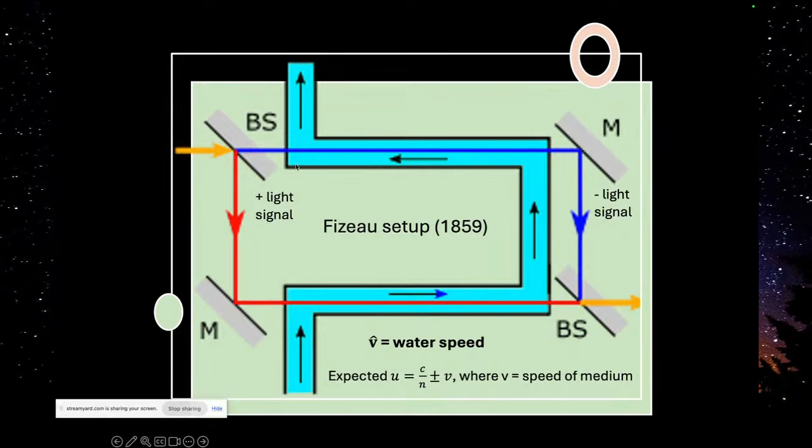And I will also point out that the length of the light path is constant in the Fizeau experiment relative to the laboratory. But the light path relative to the moving water changes as the water rushes through the laboratory. So as the light goes through in this direction, it's going through a longer light path. I'm sorry, I had that wrong. It's going through a shorter light path in this direction and a longer light path in this direction, because in the clockwise direction, it's fighting the current, whereas in the counterclockwise direction, it's flowing with the current.